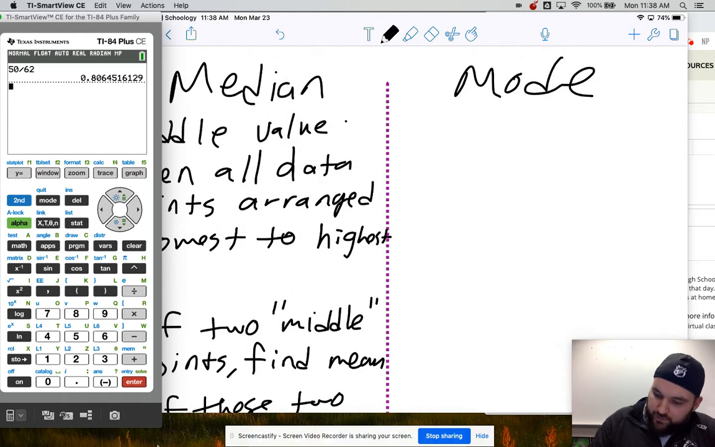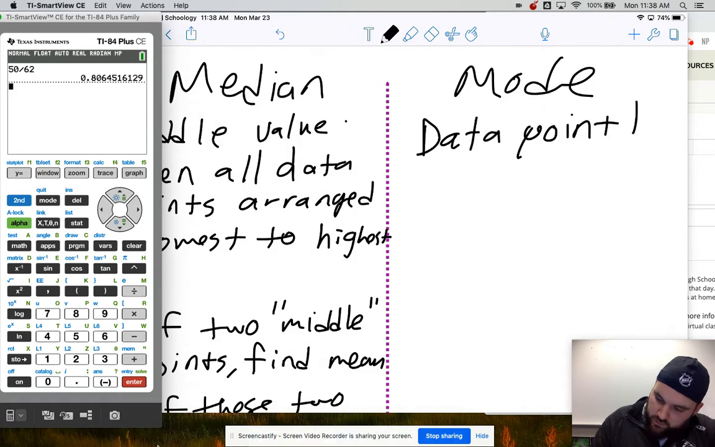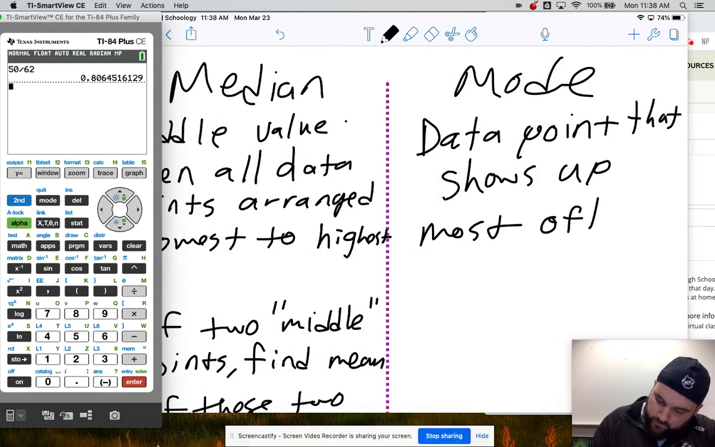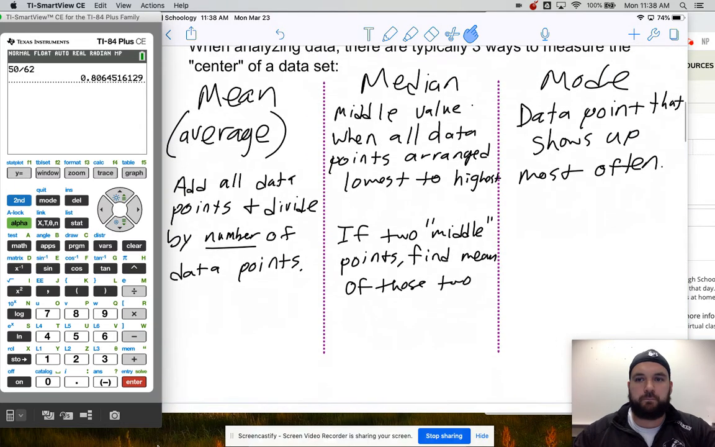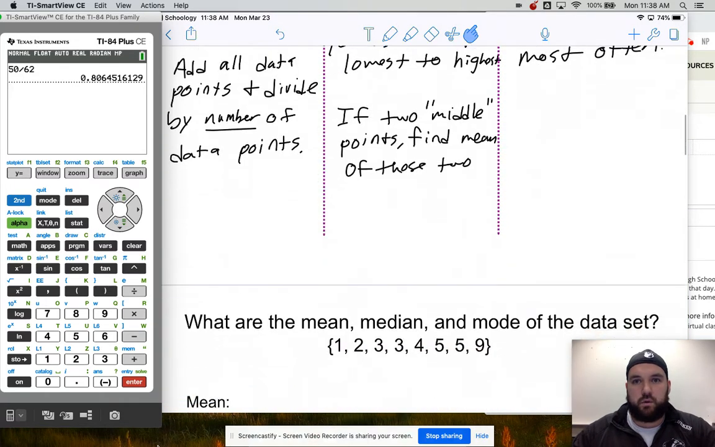And then finally, the mode is simply the data point or the number that shows up most often. There can be one mode or there can be multiple modes as well. So mean, median, and mode are the measures of center.